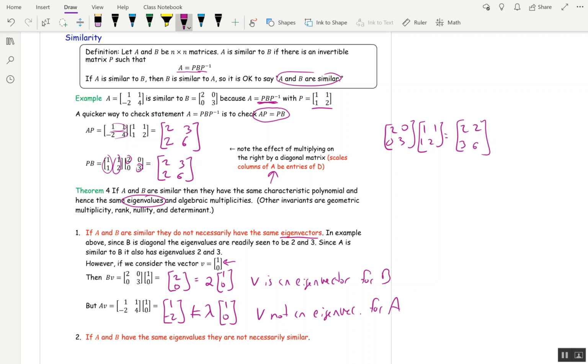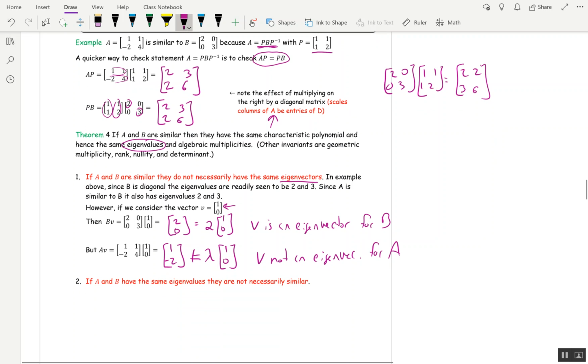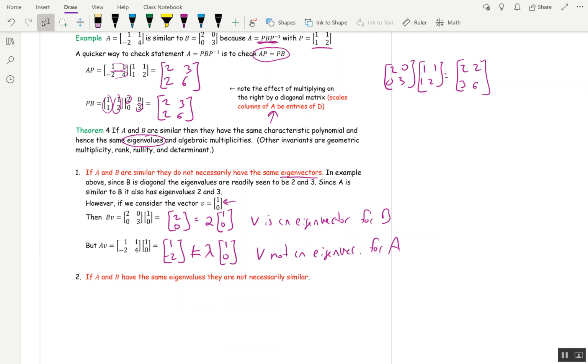And then lastly, it's a one-way theorem. If A and B are similar, they have the same eigenvalues. If they have the same eigenvalues, they're not necessarily similar. So it's a one-way theorem. And I put the proof of that at the end.